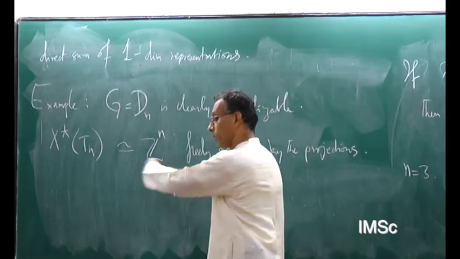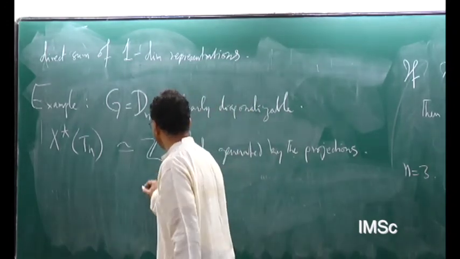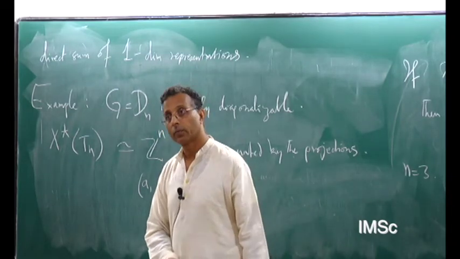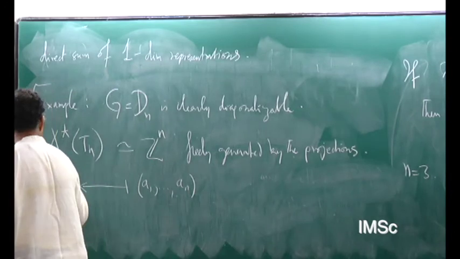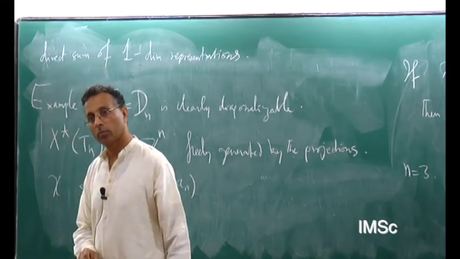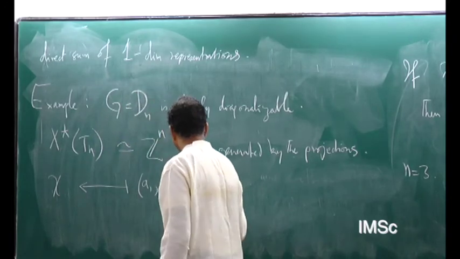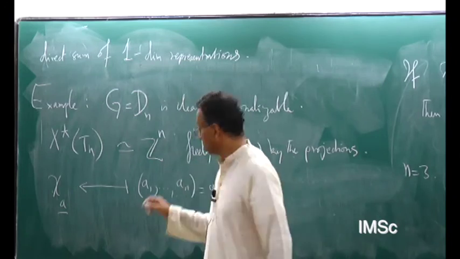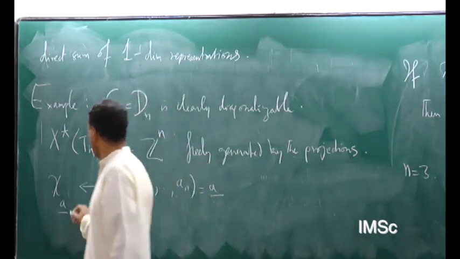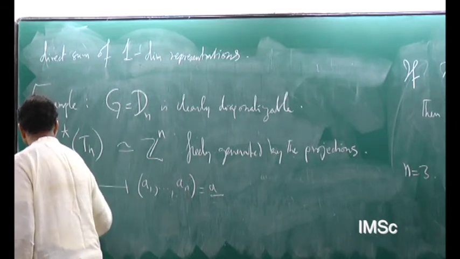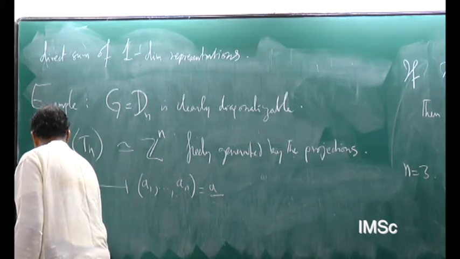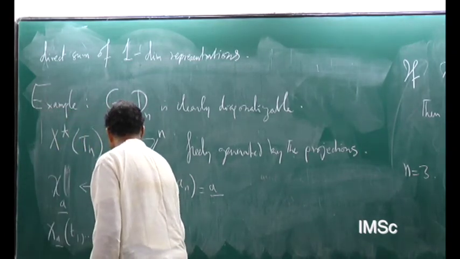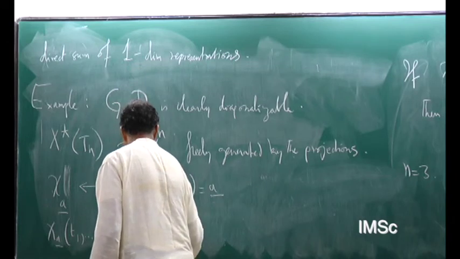So at least let's give this map. If I give you some a1 through an here, integers, what is the corresponding chi? Let's call this a. This corresponds to a character, is what I'm claiming. Now what does chi a do to an element t1 through tn? Well, it takes it to t1^a1, t2^a2, ..., tn^an.